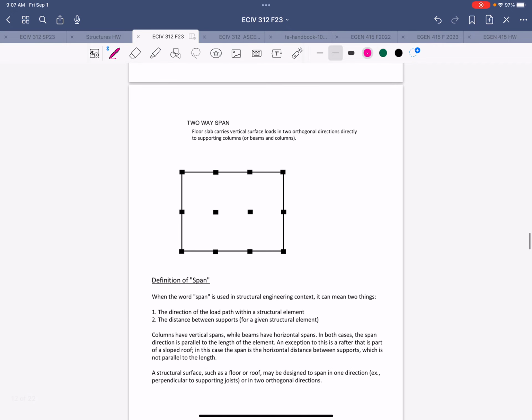All right, so then on the next page, you have the two-way span where your floor surface is directly supported by columns. You can say that the floor will span in two orthogonal directions. And in reality, if it's a reinforced concrete slab, then it can kind of distribute the load in multiple different directions. It depends on how it's reinforced. But a lot of times, cracks will occur, or the load distribution might look something like that in reality.